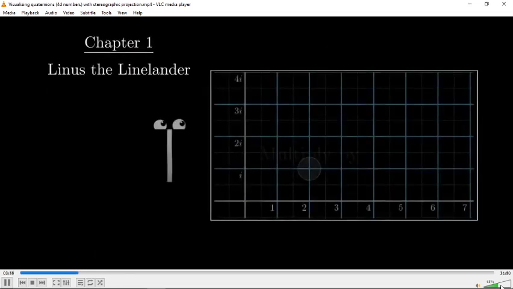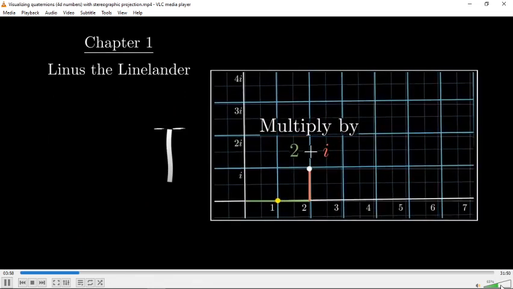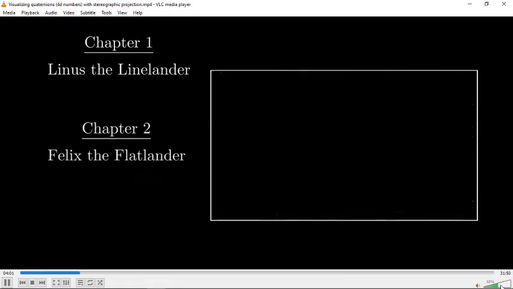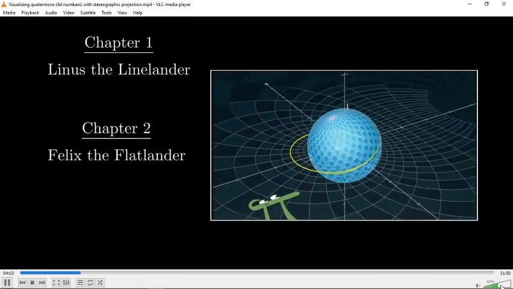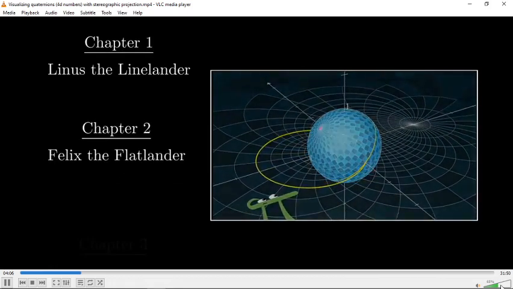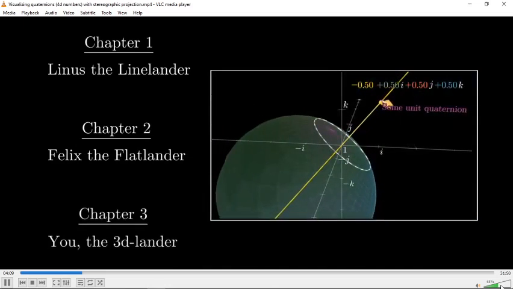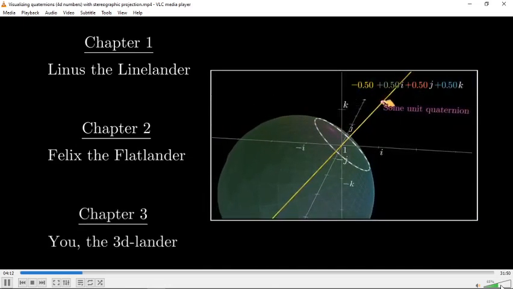The structure here will be to start by imagining teaching complex numbers to someone who only understands 1 dimension, then describing 3D rotations to someone who only understands 2 dimensions, and ultimately to represent what quaternions are doing up in 4 dimensions within the constraints of our 3D space.